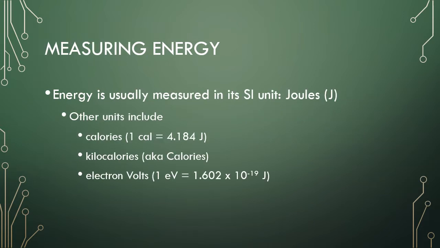Energy is traditionally measured using the units of joules, which is its Système International unit. Other units for energy could include calories, where 1 calorie is equal to 4.184 joules. This is the most traditional of the units. Kilocalories, also known as calories with a capital C, which is the energy unit that is found on food nutrition labels, and electron volts, which is the energy per each single charge, aka the charge of an electron or proton. 1 electron volt is equal to 1.602 times 10 to the negative 19th joules.